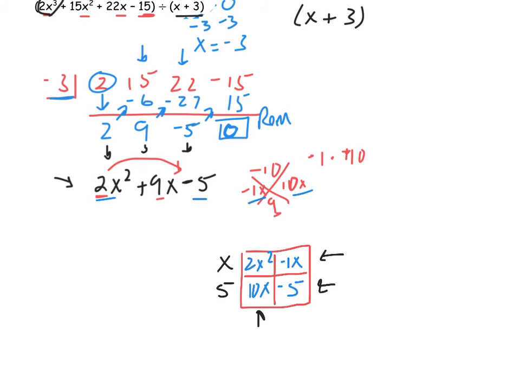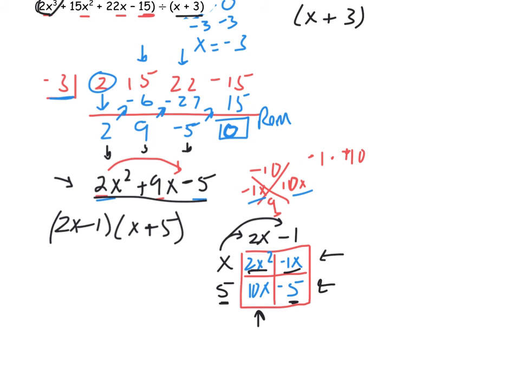Here, the 2x squared, that column, and the 10x, well, they both have an x, and it looks like a 2. And x times 2x is going to give me this 2x squared. X times what is going to give me the negative 1x? Well, that's negative 1. And negative 1 times this 5 down here is going to give me the negative 5. So it looks like it works. So this factored out is going to give me 2x minus 1 and the x plus 5.